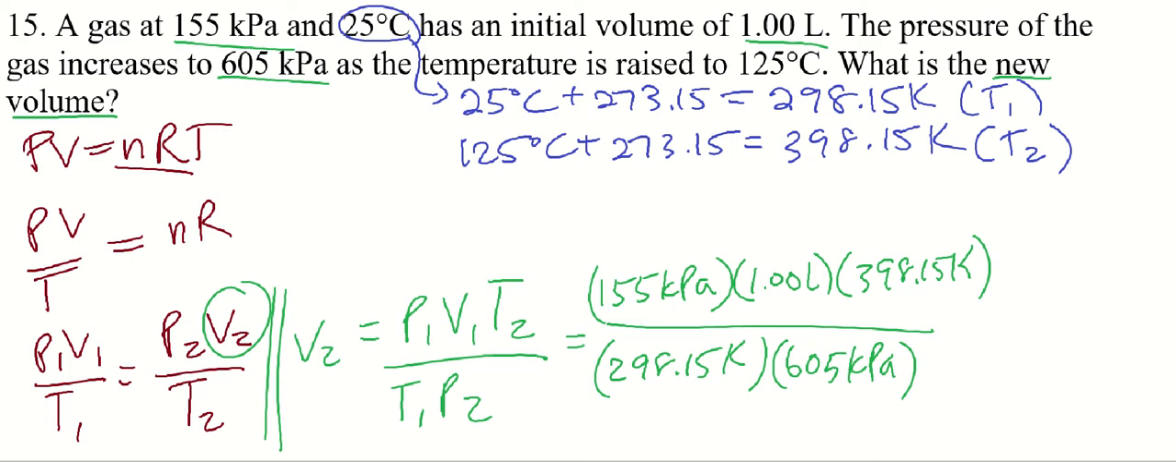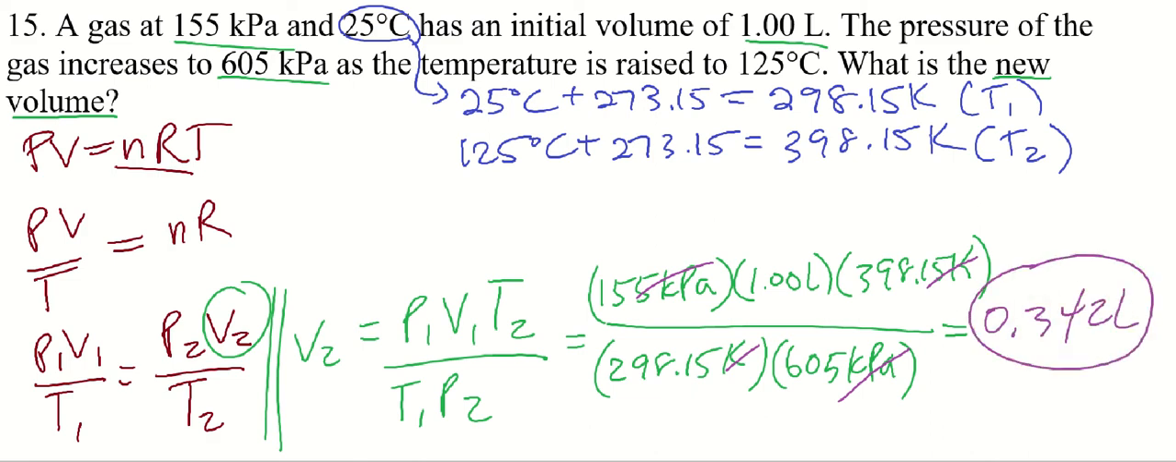Let's plug these numbers in. All these units are going to cancel out here: kilopascals and Kelvin. So we're left with liters, 0.342 liters. Or if you want, you can turn that into milliliters.